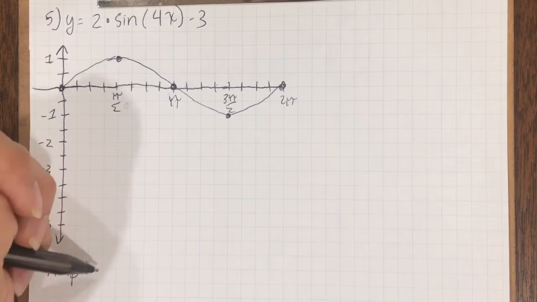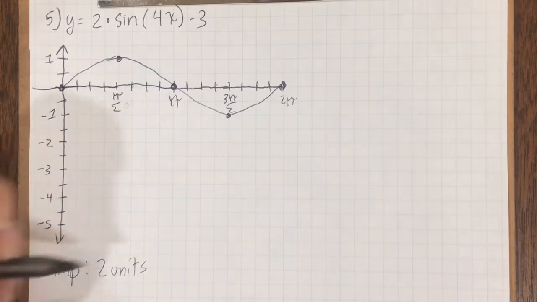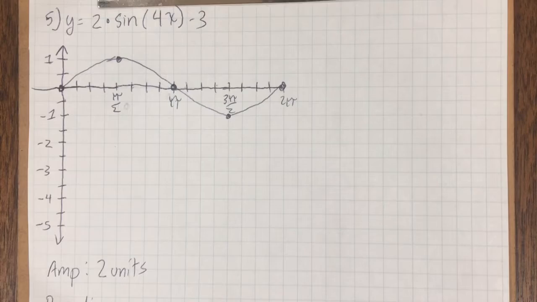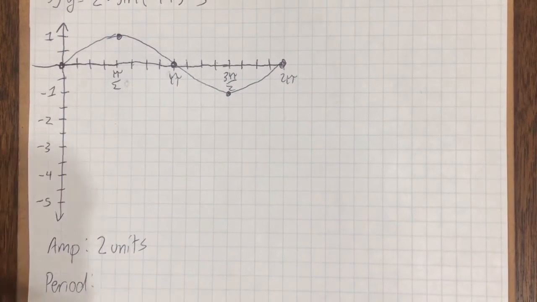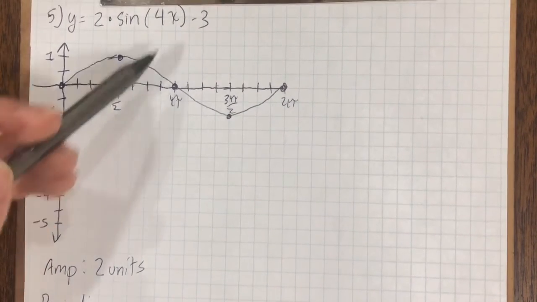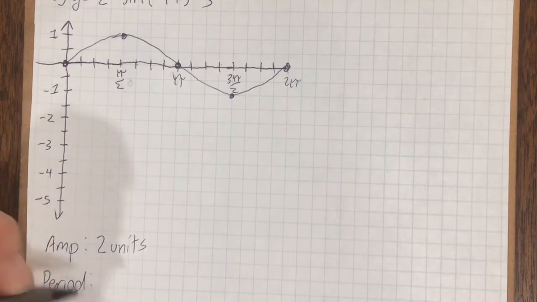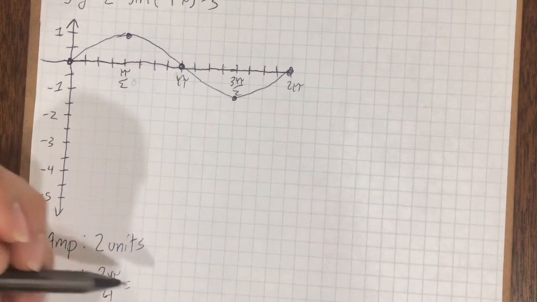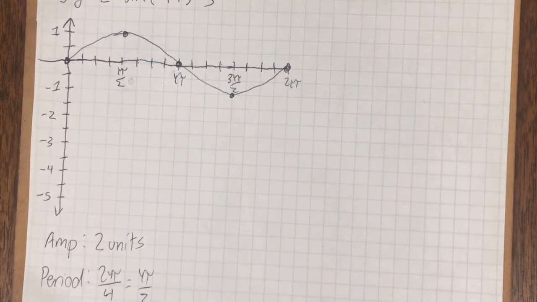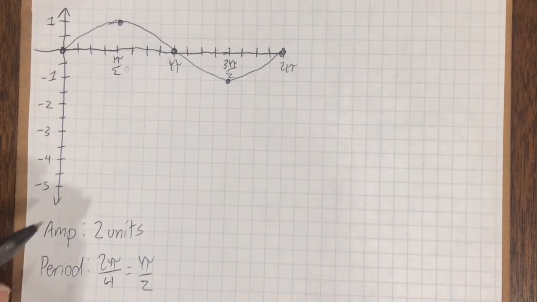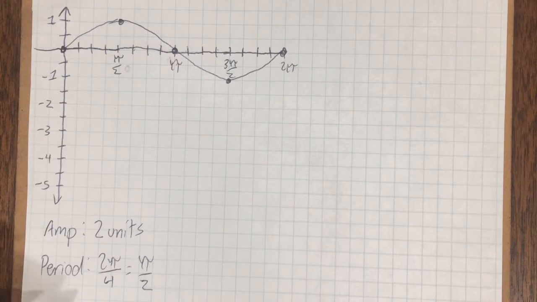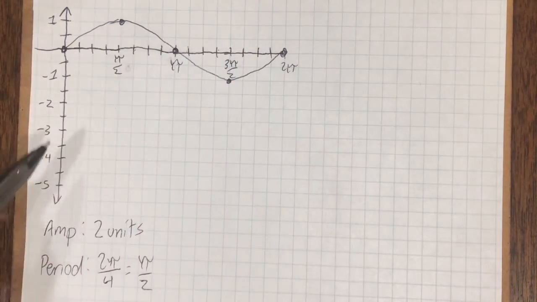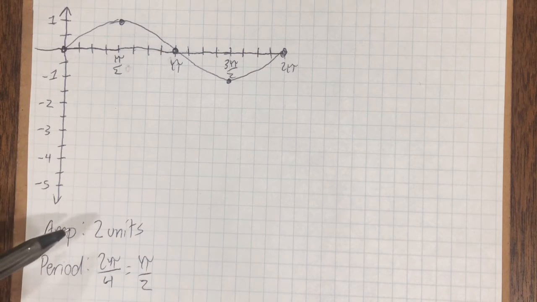So amplitude would be 2 units. Then we have the period, where I take the coefficient of x, which is 4. So I have 2 pi divided by 4, and then I get pi over 2. So now I have the period. Now I need the vertical shift. The vertical shift is minus 3, so we're just going to move each point 3 units down.